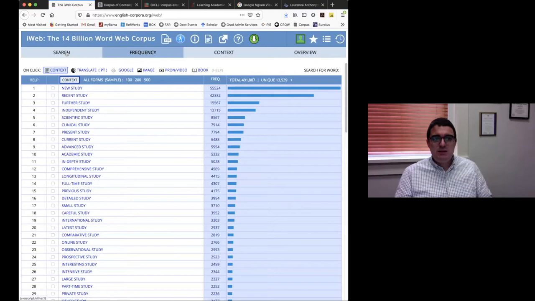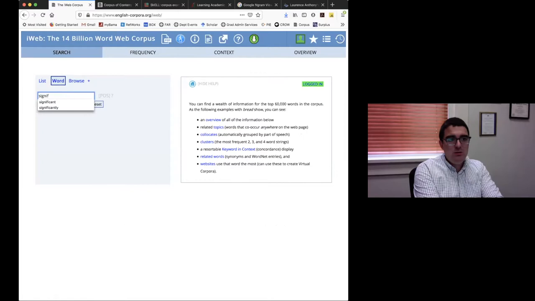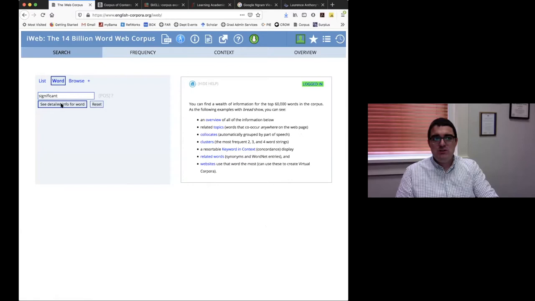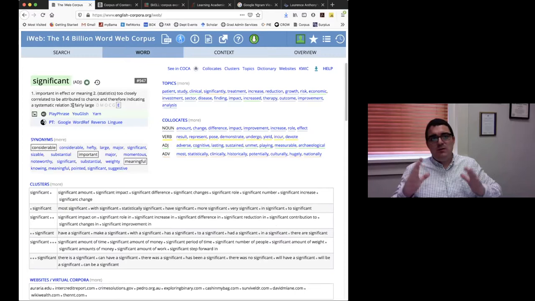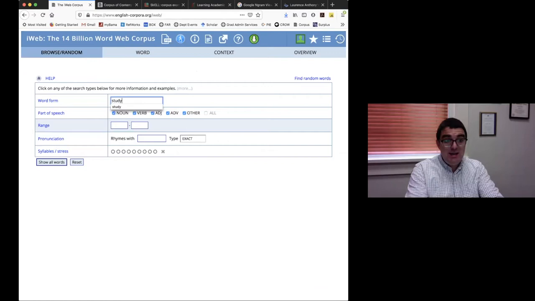We could just go to the next. This is likely the most powerful learner corpus tool available. I'm just going to the word search, see detailed information, and you're presented with a wealth of information. You can see the word used in video. You can have it pronounced. Topics where it's used, common collocates here on the right, the synonyms. So a great deal of information is made available to you here. Similarly, you can go to browse, just search for, I'll use study again as a noun quickly.